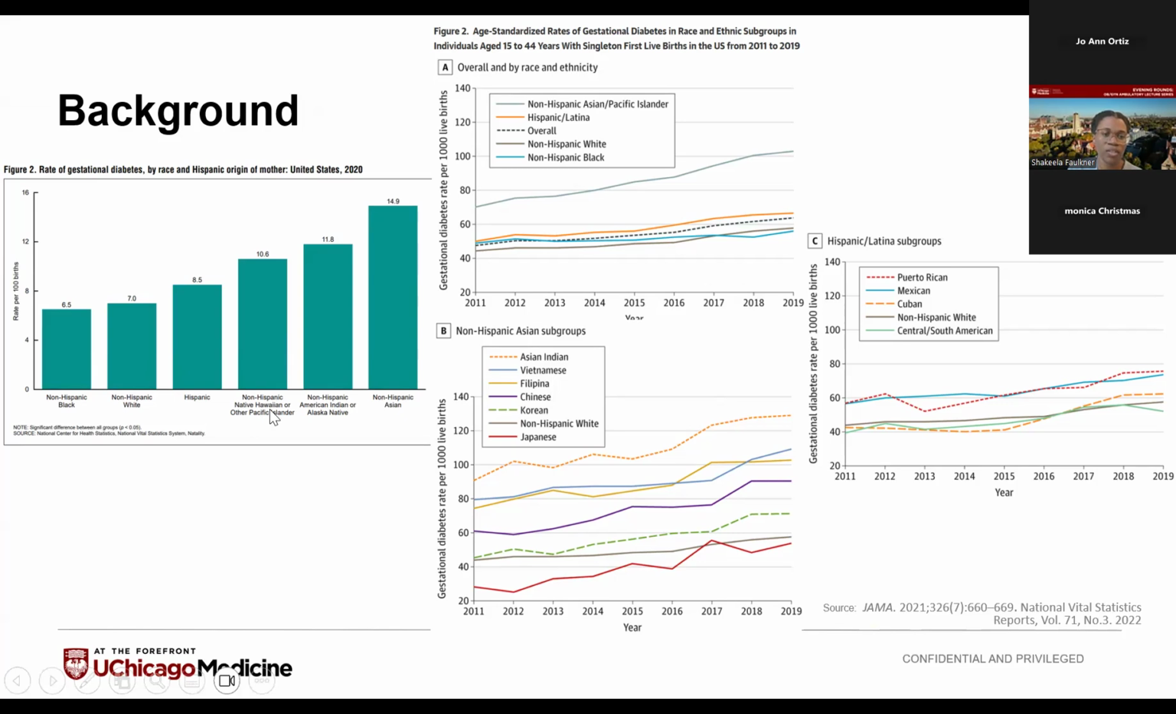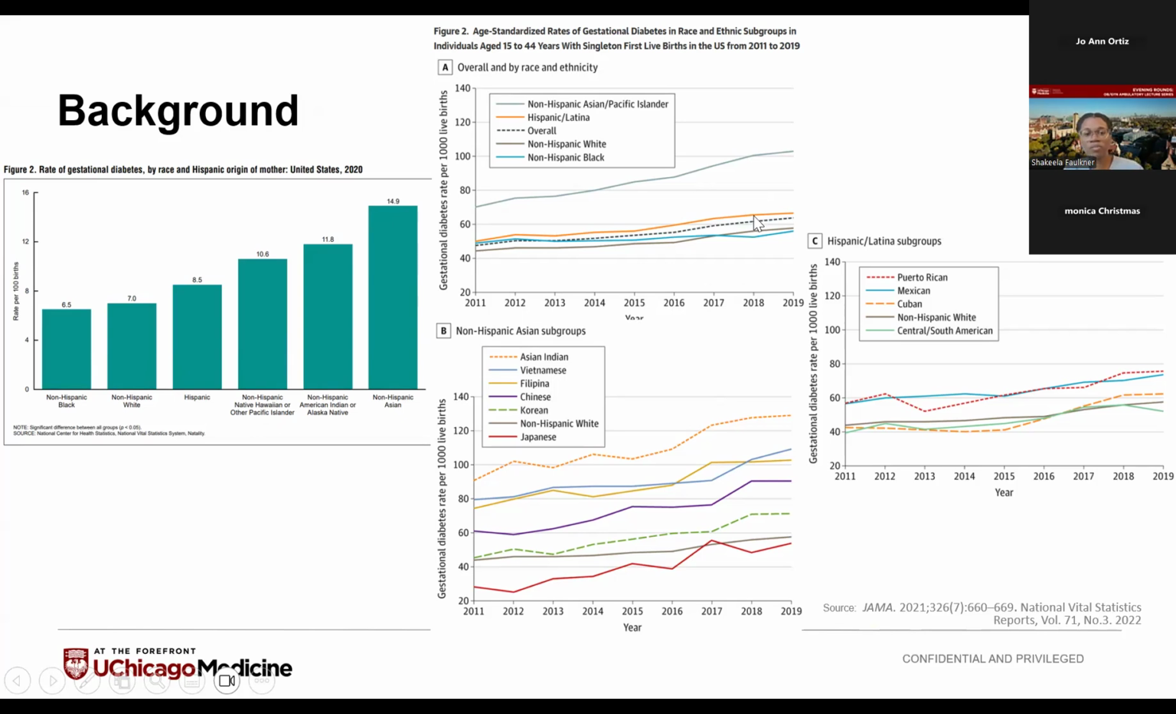And so here you can see this is non-Hispanic, Native Hawaiian, or other Pacific Islander. This is non-Hispanic, American Indian, or Indigenous peoples. And then here we have non-Hispanic Asian at the highest, reaching about 15%.